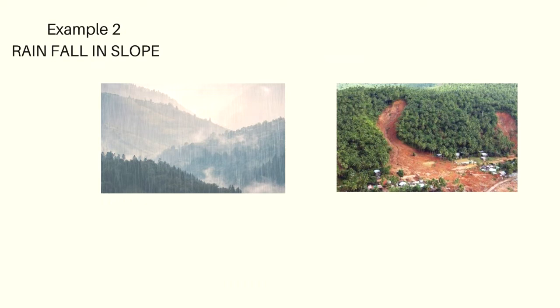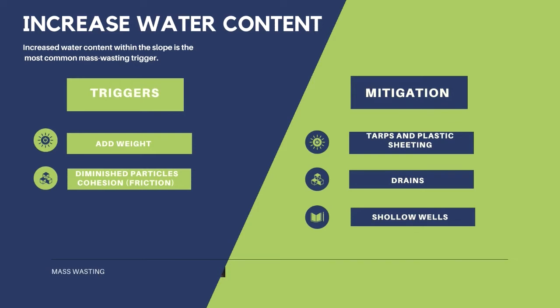The same goes for soil particles on a mountain slope. A small amount of water helps them to bond and stick together. If there is too much rainfall, the soil becomes saturated by increased water, and soil particles and other materials will wash away down the mountain. Increased water content within the slope is the most common mass wasting trigger.